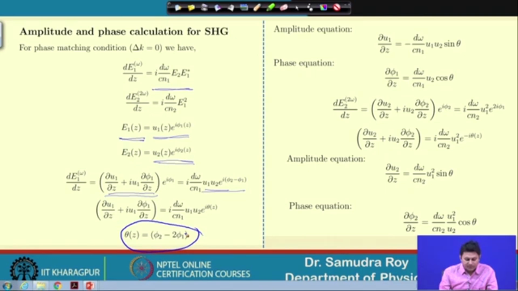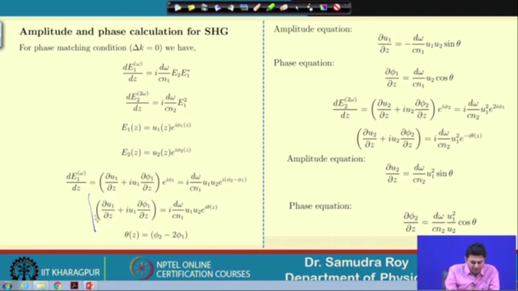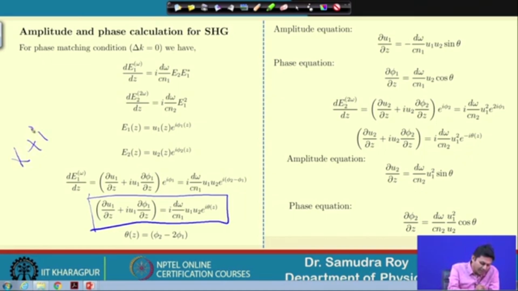Now, the amplitude equation: we had an equation here. If you look carefully, this is our equation. This equation is a complex equation, so in the left hand side there are real and imaginary parts. We know that if x plus i y is equal to a plus i b, then we can write x is equal to a and y is equal to b.